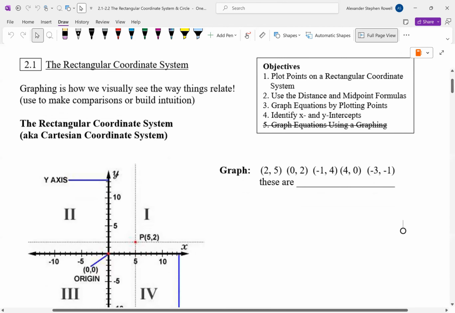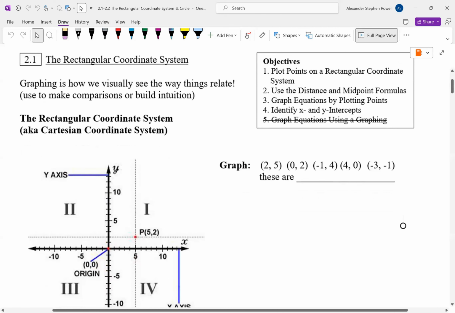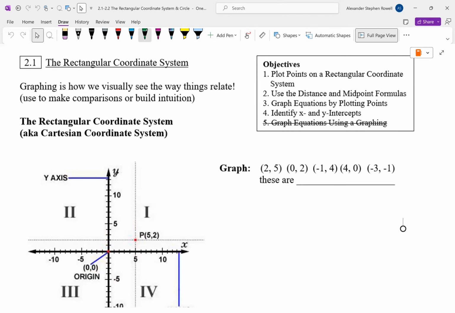2.1 is the rectangular coordinate system. Are we familiar with this? Rectangular coordinate system. We use this when we have two variables, an x variable and a y variable.